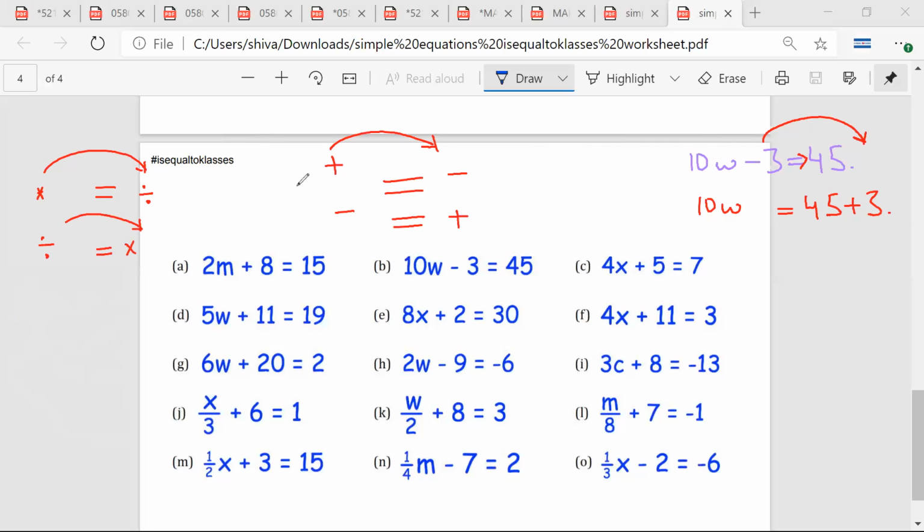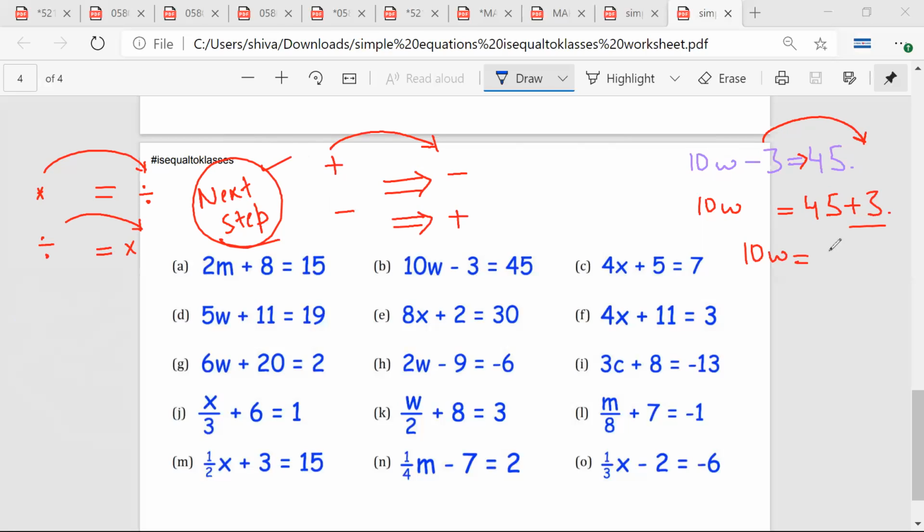We will do questions, we'll do practice, don't worry about it. I'm just trying to tell you this is the next step that we'll be taking. We'll be doing a lot of practice about equations, so don't worry about it. So minus 3 comes on this side, it becomes plus.